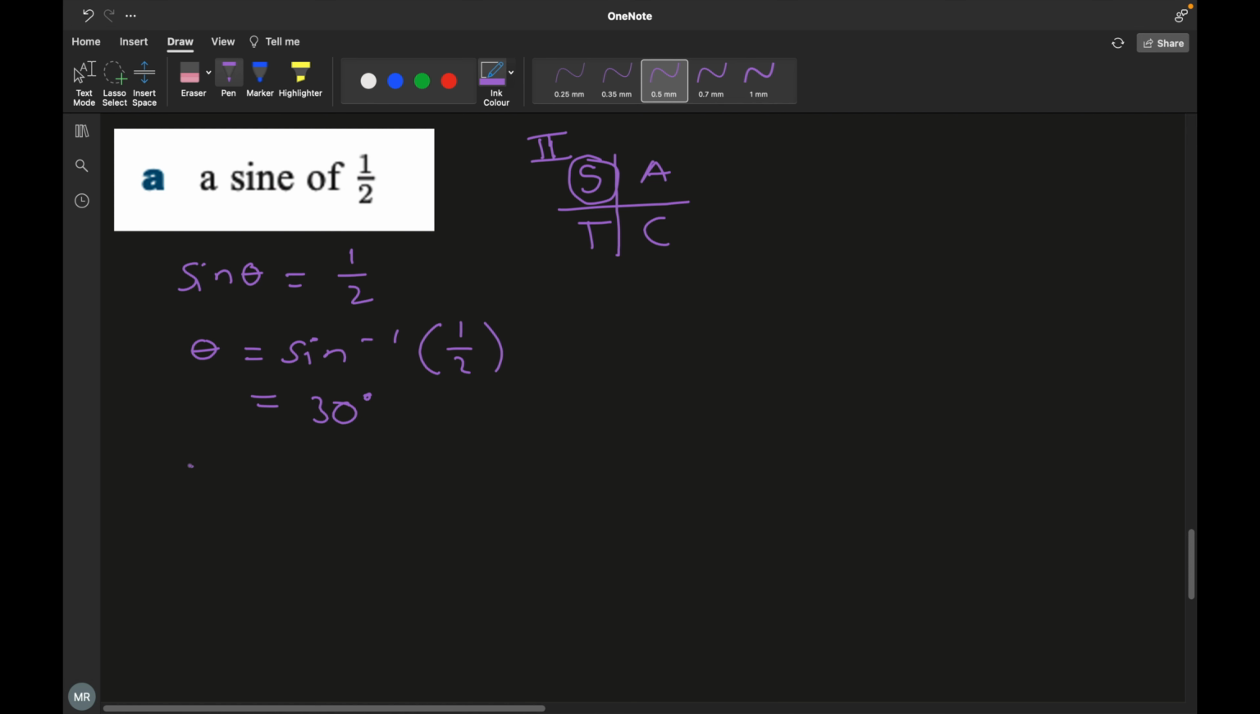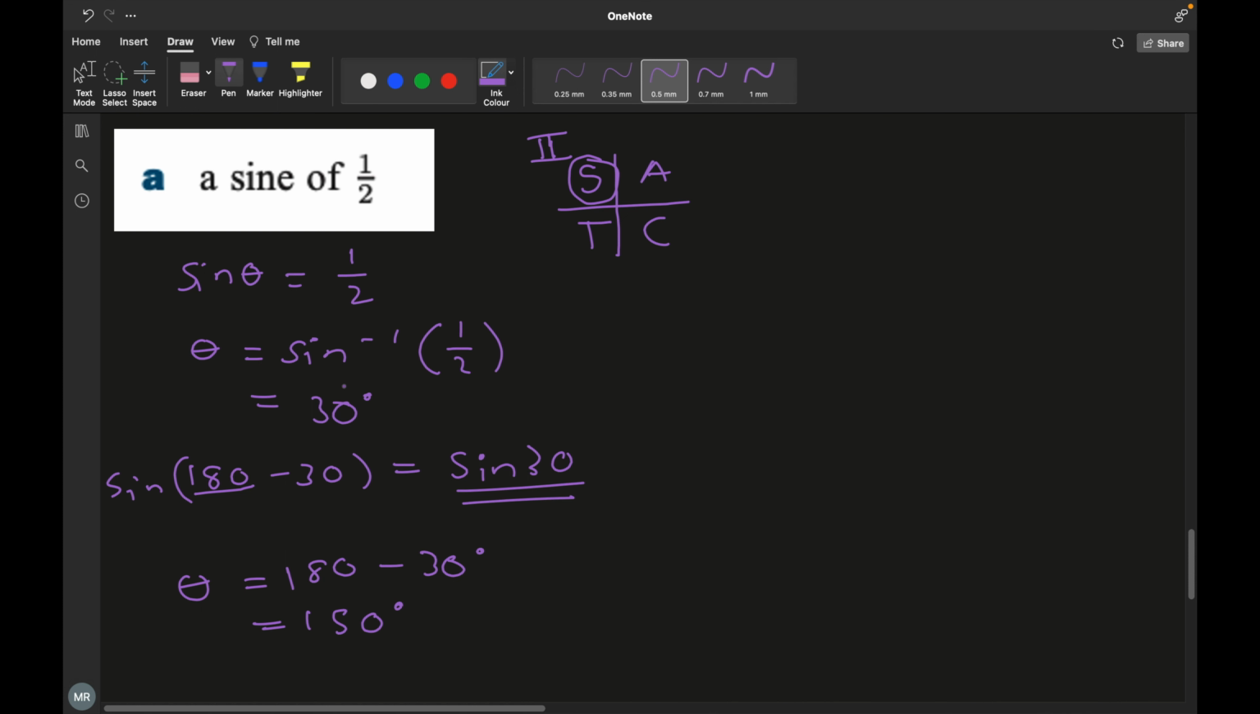If we do 180 minus 30, because sine of 180 minus 30 is essentially sine 30, because 180 is an even multiple of 90. So that's why this is going to remain the same, and it's going to be positive because it's in the second quadrant. Thereby we get sine 30. So therefore theta is also equal to 180 minus 30, which is 150 degrees. So our answers are 30 degrees and 150 degrees.